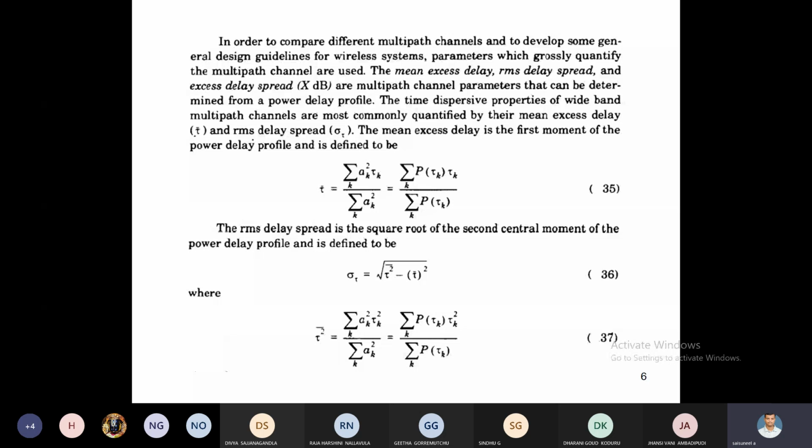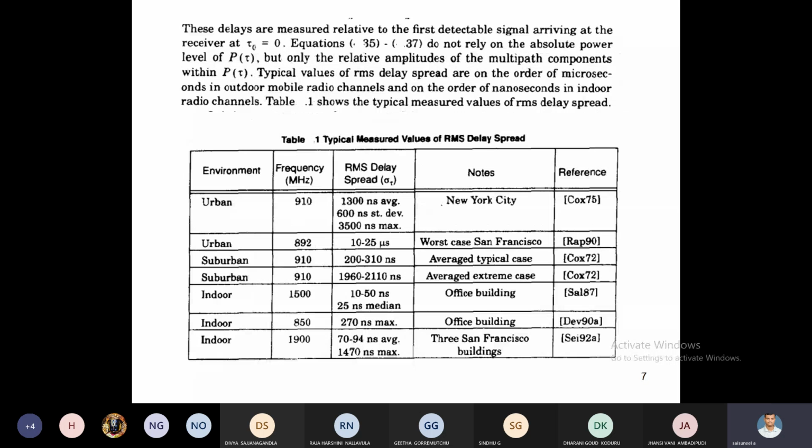That is, the mean excess delay is the first moment of the power delay profile. The RMS delay spread is the second central moment. Here this table shows the RMS delay spread in different environments and different cities. The first column shows environment, the second column shows frequency, and the third column shows RMS delay spread, and which city it was calculated in. The environment is urban, suburban, indoor, like this. The frequency is between 850 megahertz and 1900 megahertz.